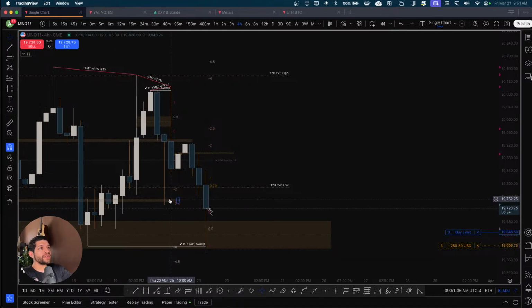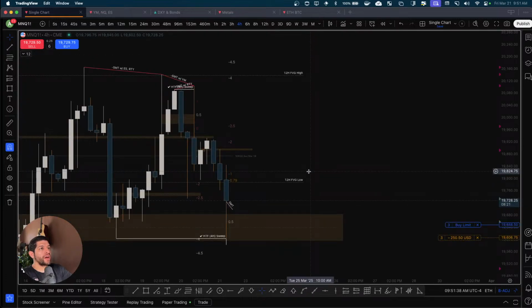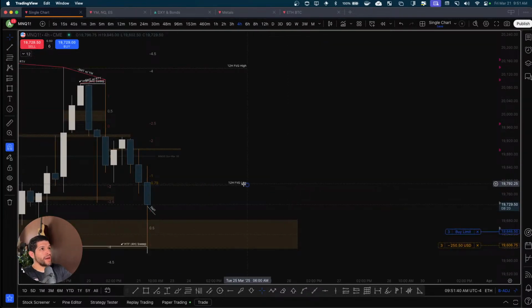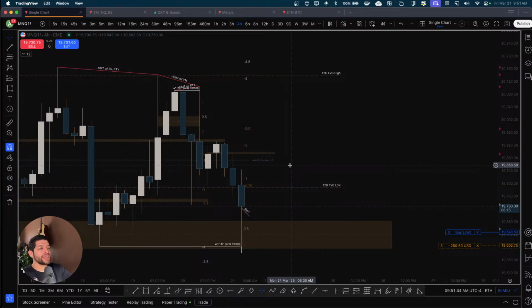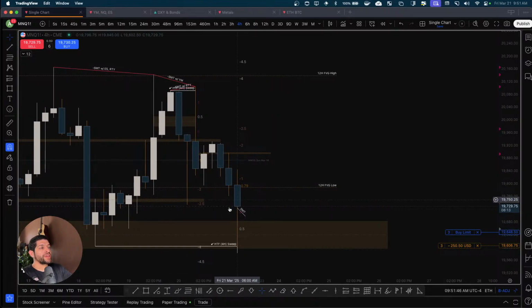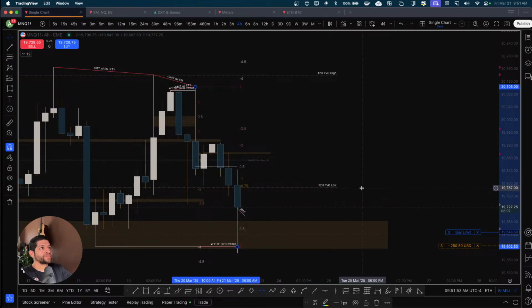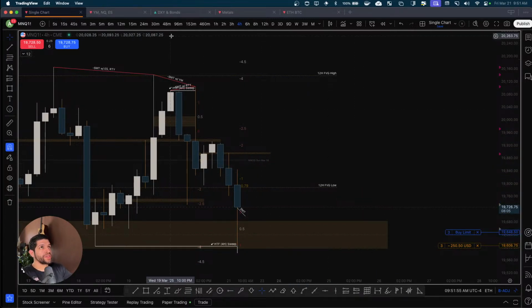Is there a reason why we should keep going lower? I mean, on a higher time frame, yes, but for now, not really. There's not really a reason for us to keep going lower, right? There's a reason for us to pull back, right? There's a reason for us to pull back and rebalance this.